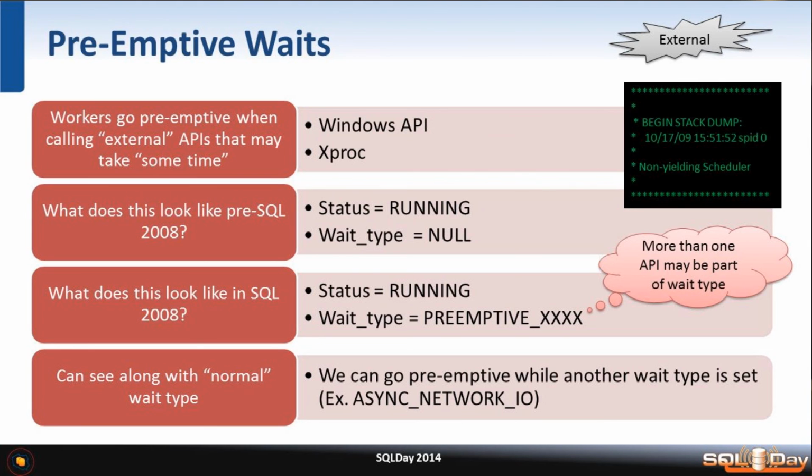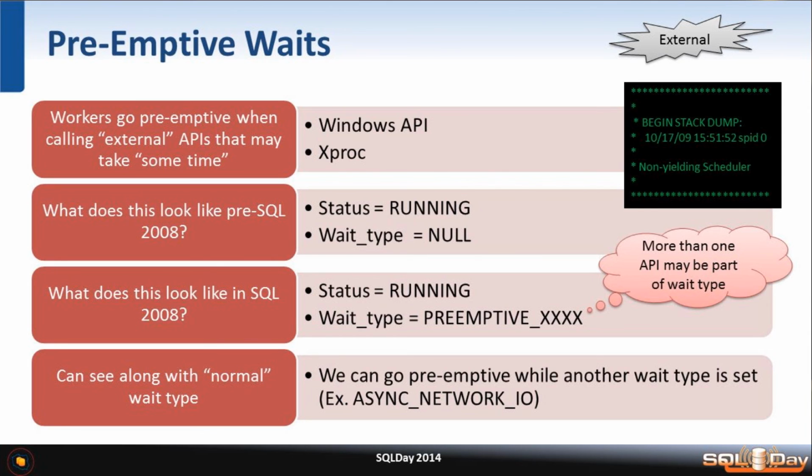And so that's why it always looked this way. It'll never say status suspended. It'll always say running with some preemptive, and we'll talk about what that means here to the right. There are some scenarios where you can see this along with a normal wait type. So when we do async network IO, we actually can go preemptive in some scenarios. So you might see the combination of these. You could see async network IO with the last wait type of actually preemptive something. And that's the one scenario where the wait type and the last wait type may not be actually the same.